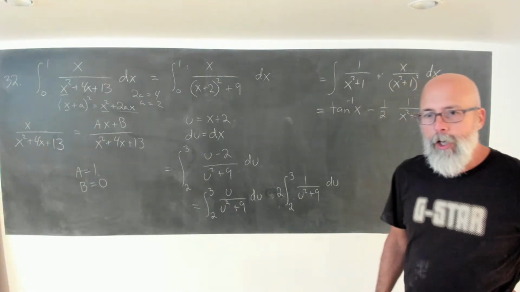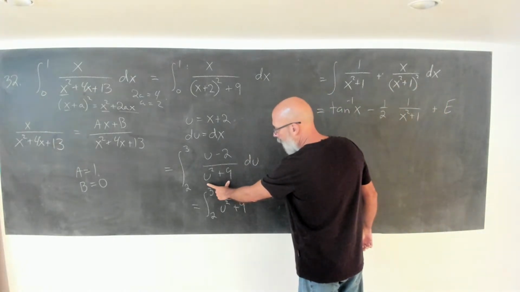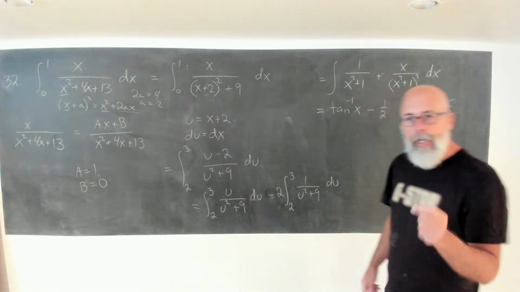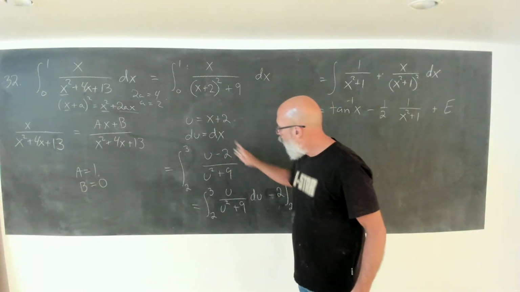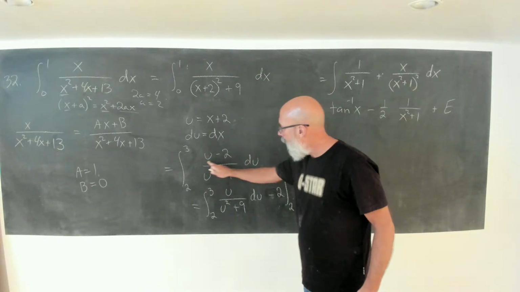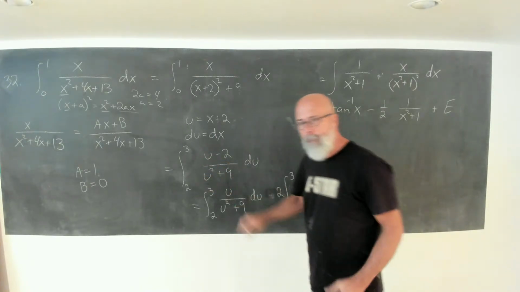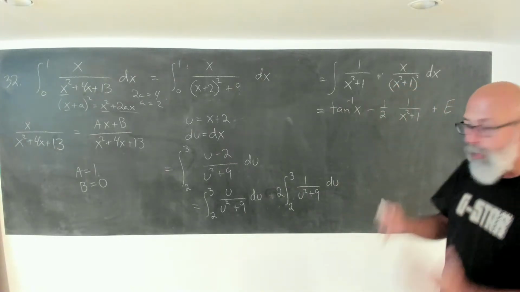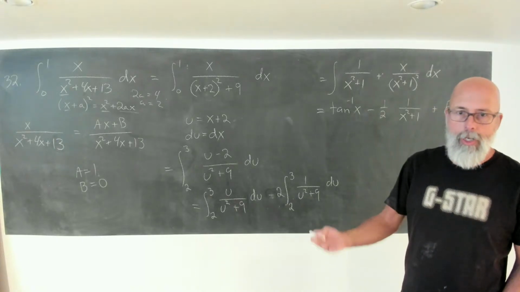Can we do another decomposition with the u? Tempting, but u squared plus 9 is already irreducible. So this will have the form au plus b over u squared plus 9. So it's already in partial fraction form. So again, you don't want to waste any time trying to decompose it. It's already there.